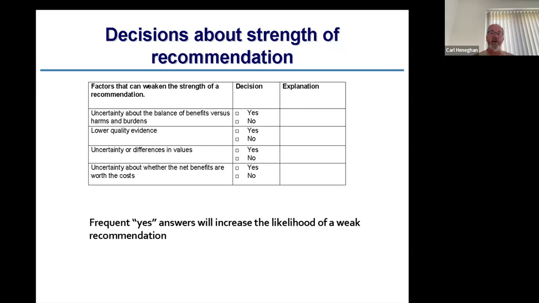Now, also you might downgrade if there's uncertainty about whether the net benefits are worth the cost. Thinking about the resources required, how much money will it cost you? Is it sustainable? Is it all important? Frequent yeses increase the likelihood of a weak recommendation.